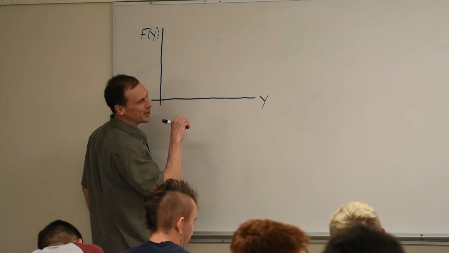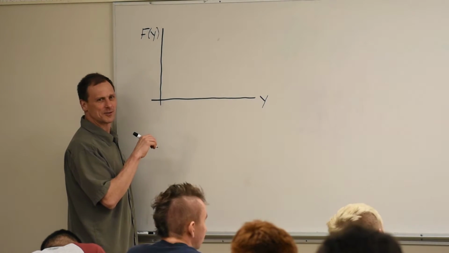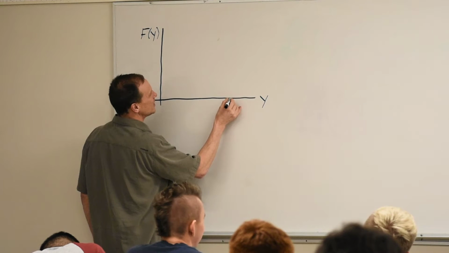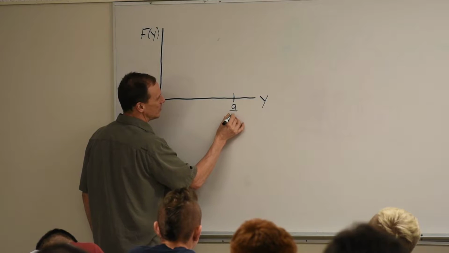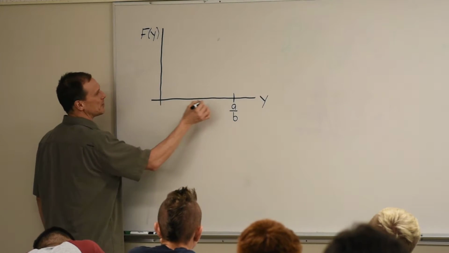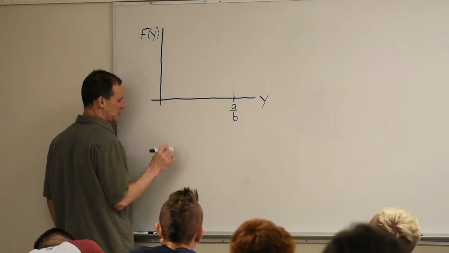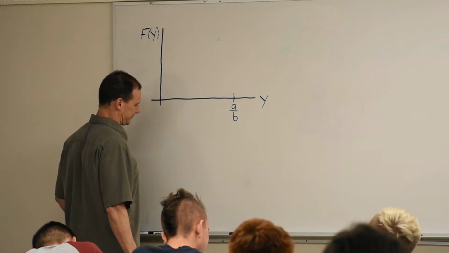So what was my root? Was it a over b? Is that what it was? A over b? Okay, a over b. So I'm going to put my roots. One of my roots is here. This is a over b. My other root, I'm going to put a big dot. I'll put a dot in a moment. Put a dot down.